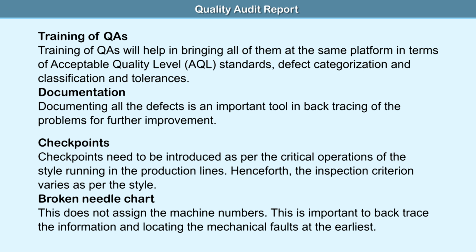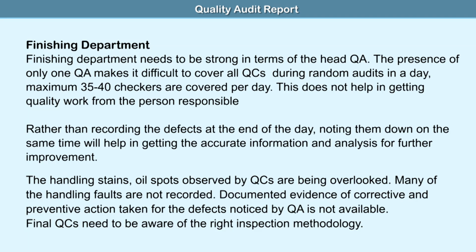The broken needle chart does not assign the machine numbers. This is important to backtrace the information and locate the mechanical faults at the earliest. Finishing. The finishing department needs to be strong in terms of the head QA.